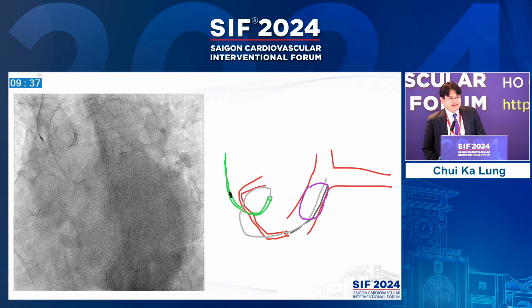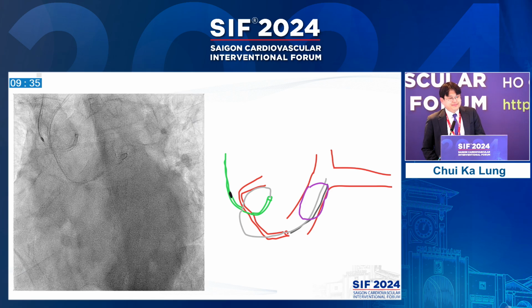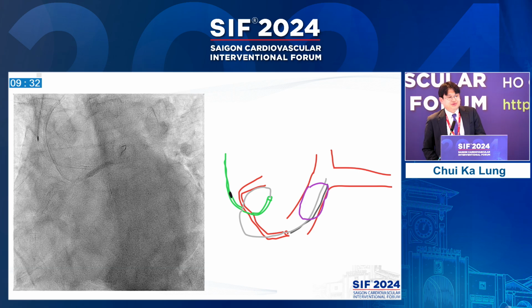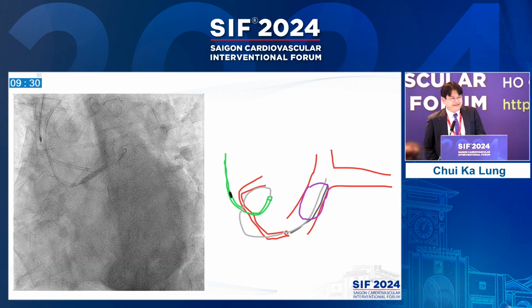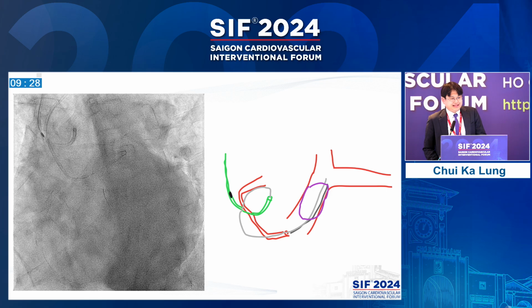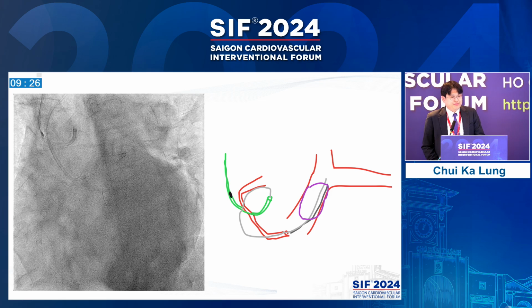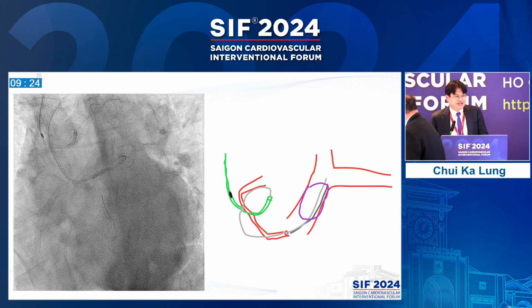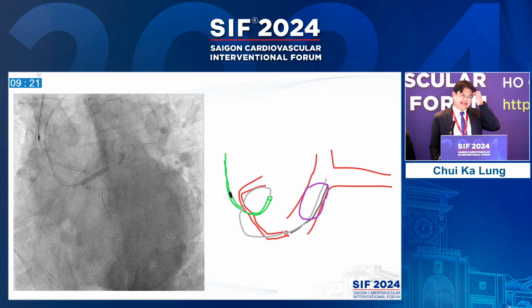So wire down to the LED, and then I put a 4.0 balloon to anchor the rotor wire in the left main. And then I pull the wire at the same time, push in the guiding so as to re-engage my guide into the left main.